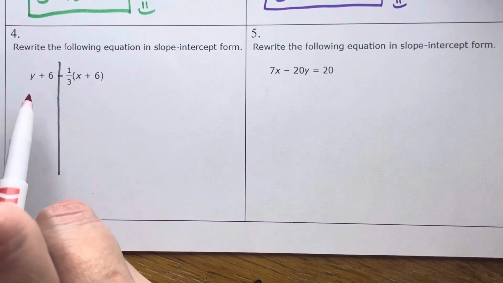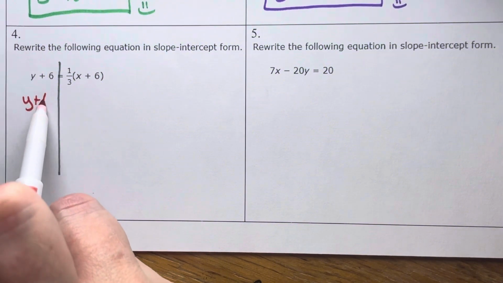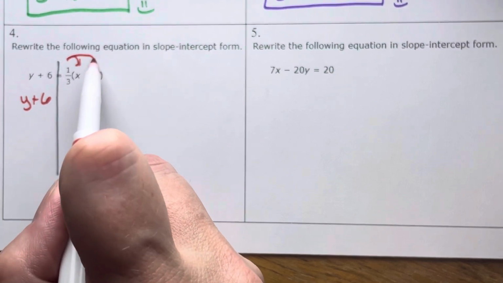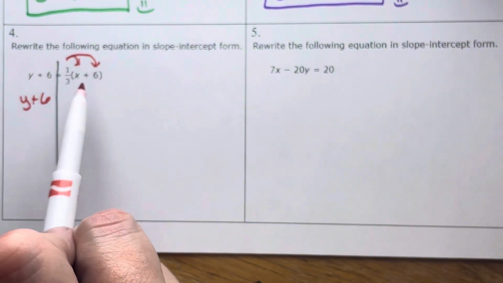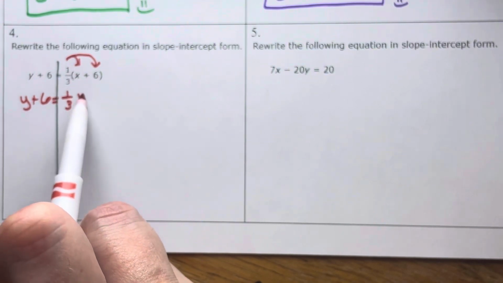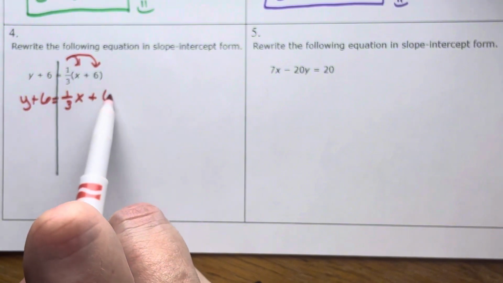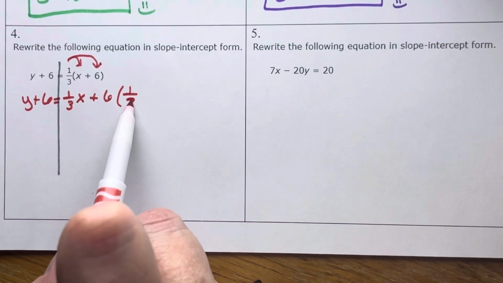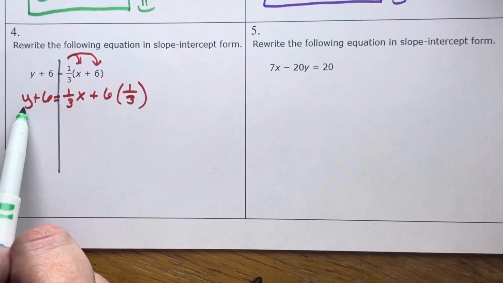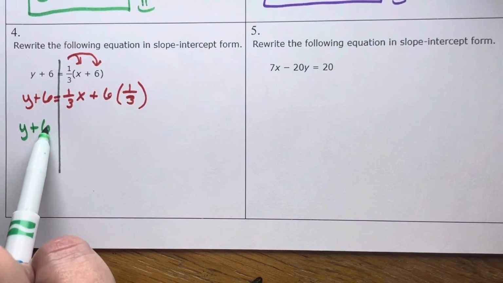All right, bringing down your y plus 6, as we do have a set of parentheses where I need to distribute the 1/3 through to both terms inside the parentheses. So 1/3 times x is 1/3 x plus 6 times that 1/3. Again, if fractions make you nervous, not a problem. You can either practice working through them by hand, or you can get out a handy dandy calculator. So y plus 6 being brought down, waiting its turn.